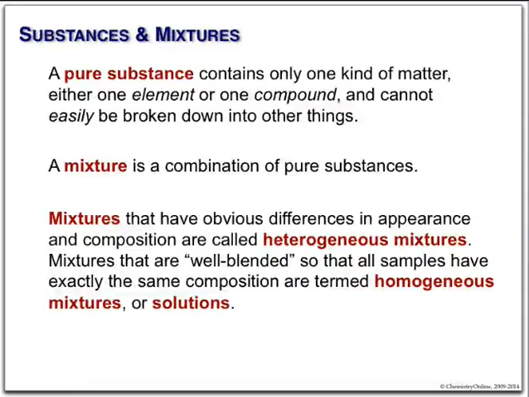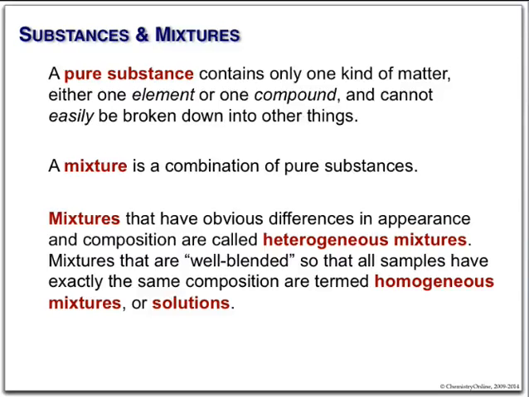If we speak of a pure substance, we're saying that it contains only one type of matter. This could be an element, or it could be a compound. We'll see what a compound looks like in a little bit, but it's all one thing if it's a pure substance. If we combine two or more pure substances, we get a mixture.